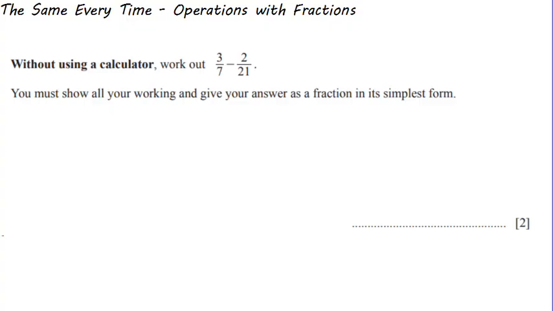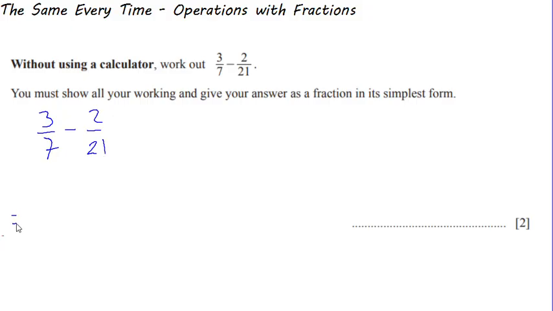Right, so one more time, the same every time. What about you pause the video and you try this one? And while you're doing that, I'm going to do this one myself, and then you could restart the video and we can compare our answers. Without using a calculator, so we're showing all our working out, work out 3/7 minus 2/21. You must show all your working and give your answer again as a fraction in its simplest form.